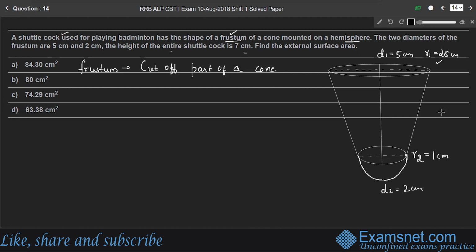The height of the entire shuttlecock is 7 centimeter, up to this end. Find the external surface area. To find that, we need the slant height of the frustum, which is L, right? So let L be the slant height of the frustum.